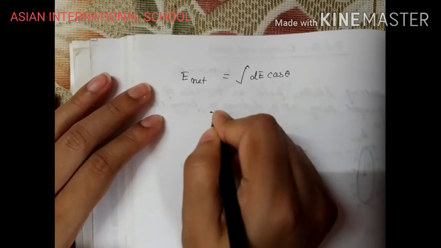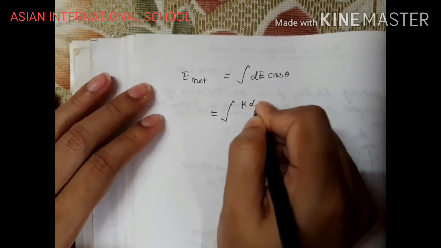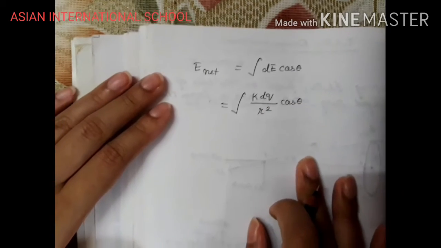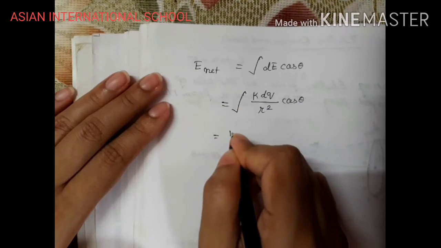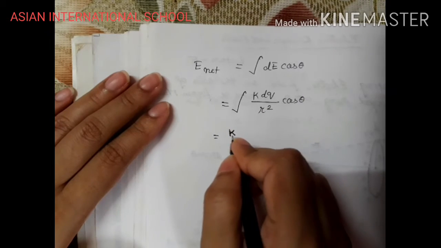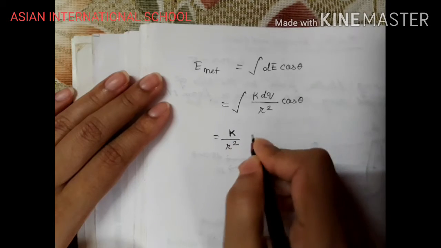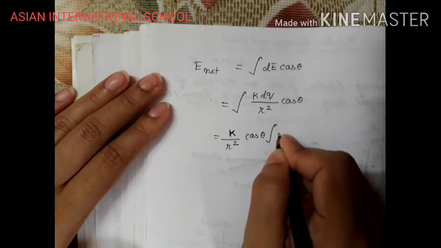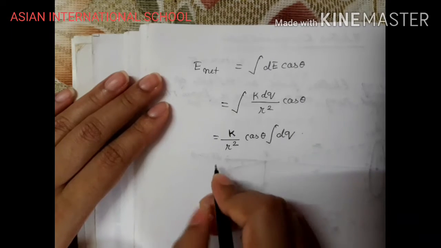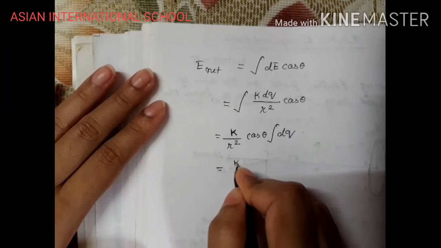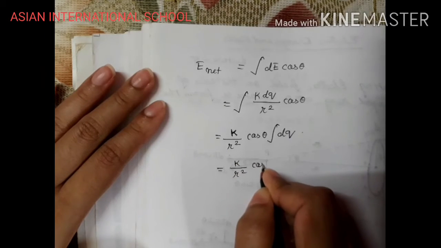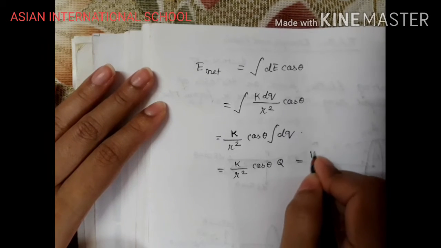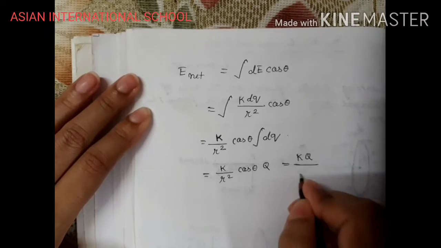Now dE is what? K dq by r square cos theta. A few constants are here: K, Coulomb's constant, comes out. R square, the separation, comes out of the integration. Theta, the angle, is constant. Only dq needs to be integrated. So what will I get? K by r square cos theta times the total charge q. So I can write k q by r square cos theta.